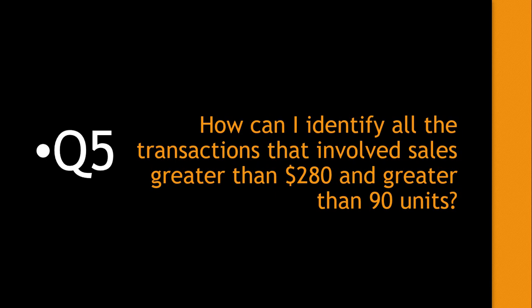How can I identify all the transactions that involved sales greater than 280 and greater than 90 units? Look, till now we were mostly doing with the text filters. Excel was knowing that is text filter. Now this is a number filter. So we need to apply sales greater than 280 and greater than 90 units. Let's see.